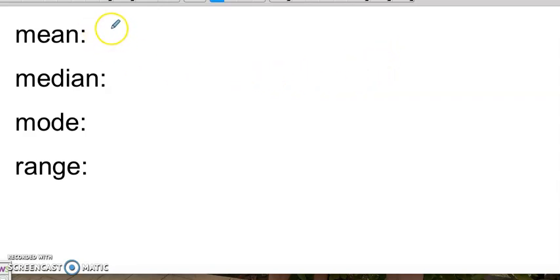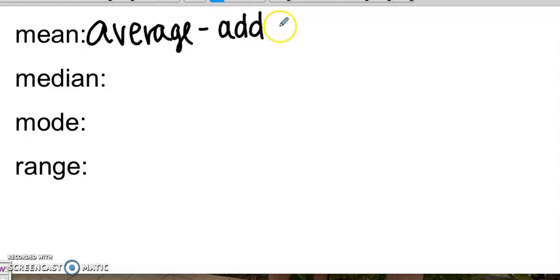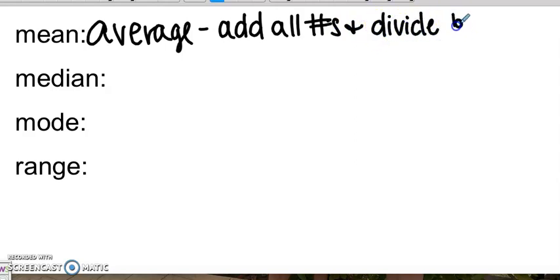The mean is the average. To find the average, you will add all the numbers and then divide by how many numbers there are.